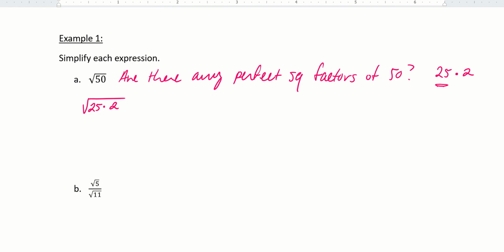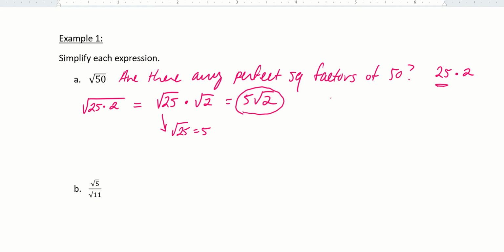And then we can use the multiplication property. So that would be equal to the square root of 25 times the square root of 2. Now, the square root of 25 is 5. So instead of writing the square root of 25, I can just write 5 times the square root of 2. And that's going to be my answer. That's the most simplified form, because now under the radical sign, there are no factors of 2 that are perfect squares other than 1.